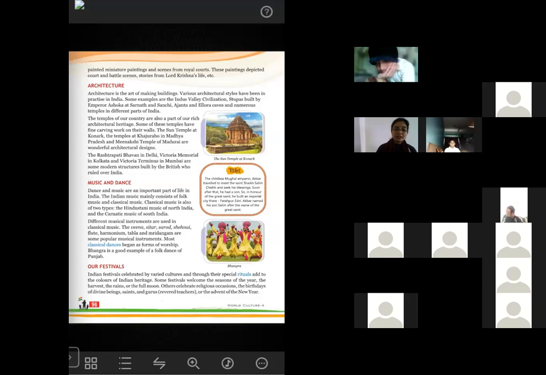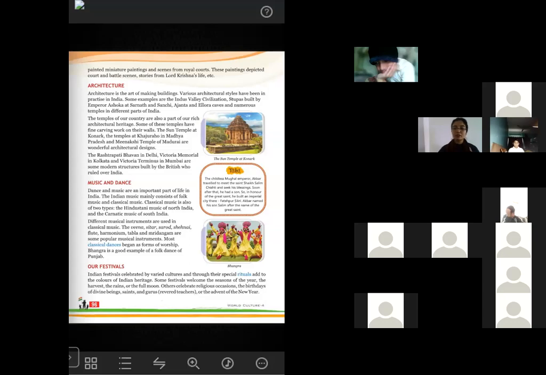Most classical dances began as forms of worship. While worshipping the god, most of these classical dance forms were created for the purpose of worshipping the god. After that, we can see so many classical dance forms are also there.